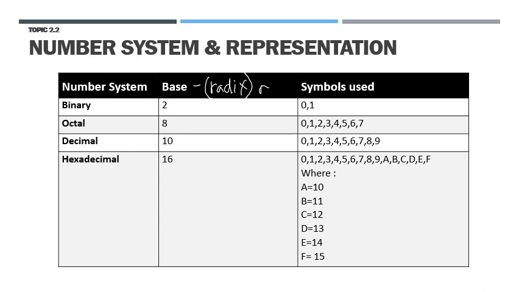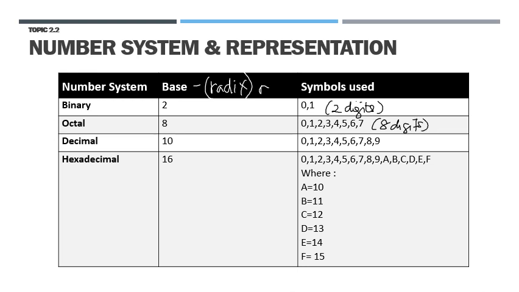What is binary? Binary is base 2, and the symbols they use are 0 and 1. The meaning of base 2 is that they use 2 digits. For octal, base 8, they use 8 digits.